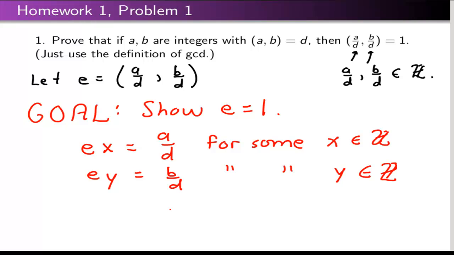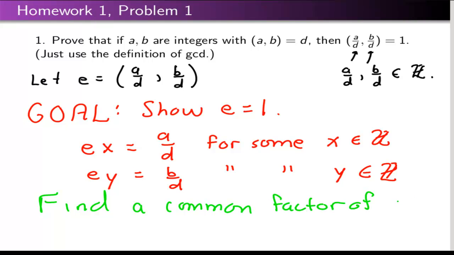And now from this, let's come back and find a new common factor of a and b, and prove that E must equal 1 using the fact that d is the greatest common factor of a and b. Okay, I think I've said enough there.